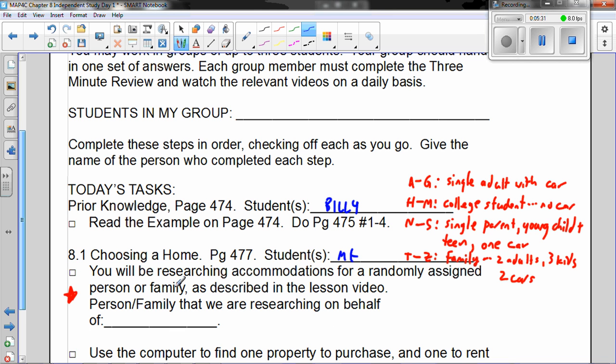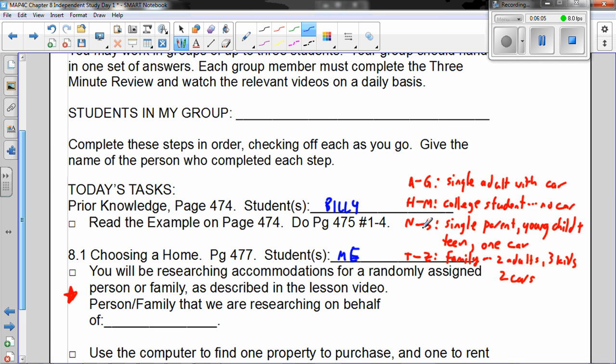Now notice there's a couple pointers that I want to make. In this one, basically you're using the internet to research the costs of accommodations. The idea, how much does it cost to rent a place or to buy a place? And there's a bunch of different situations in the book. The idea is we could have a single adult, a college student, a single parent, or family, and depending on where your name falls in the alphabet, you're going to be researching for this.